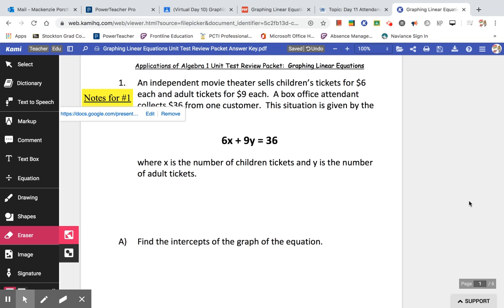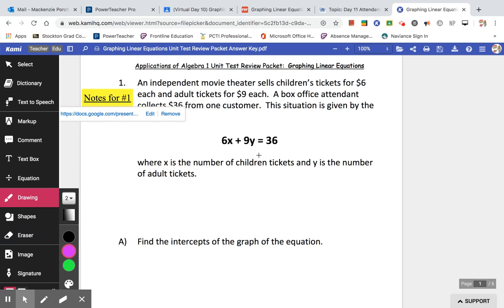Okay, I'm going to be doing answer keys as videos for each part of the review packet. So I'll start with number 1, and hopefully these will be helpful for when you're working on that test and fixing your review packet. So the first thing is they will give you a word problem here. It's talking about an independent movie theater selling children and adult tickets, and they'll tell you how much was sold. However, this equation here is going to be the important part.